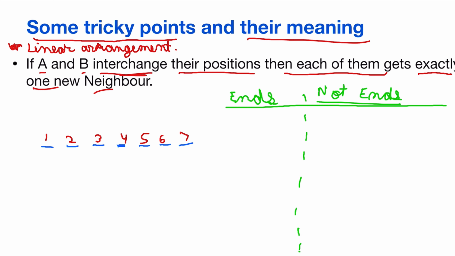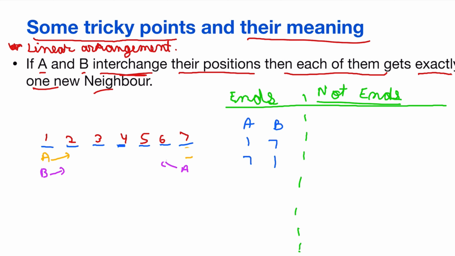Assuming that I put A here and B here, right now A's neighbor is 2 and B's neighbor is 6. But if I interchange their position and I get A here and B here, now B's new neighbor is 2 and A's new neighbor is 6. So both of them got exactly one new neighbor. So I can place A and B at 1, 7 and 7, 1. So interchangeable is also possible. With this we understand that I can place A and B at ends.